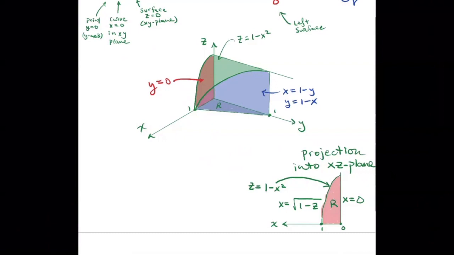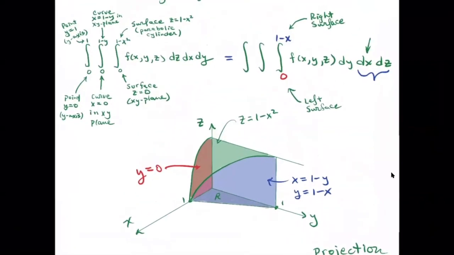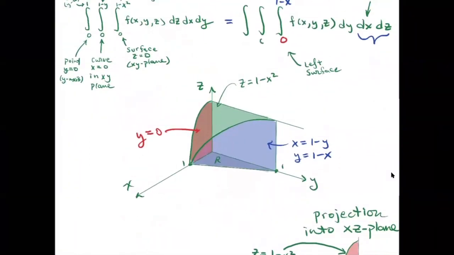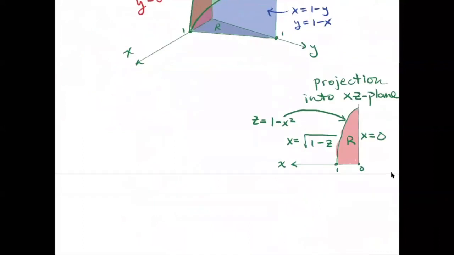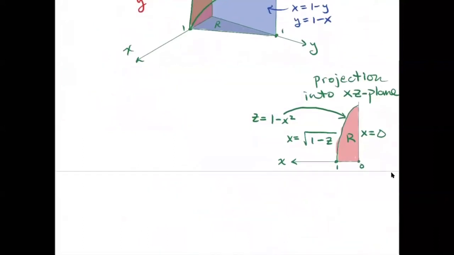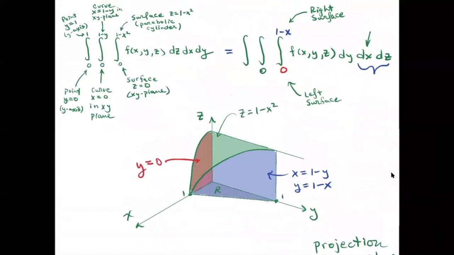Correct, lower limit, I think that's Alicia saying 0. So the lower limit on x is 0. And my upper limit on x is where x has gone positive. x is the square root of 1 minus z. So I'll put down as my upper limit the square root of 1 minus z.